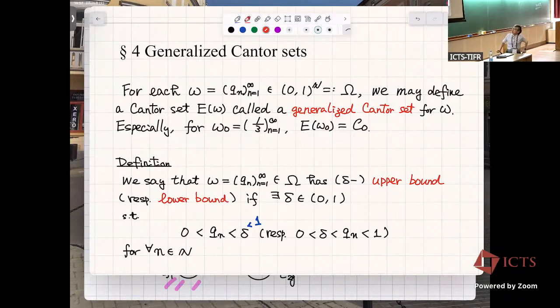Okay, so now I will explain the general Cantor sets and moduli spaces. First of all, we take ω, which is a sequence in the open interval (0,1), an infinite product of open (0,1) intervals, denoted by q_n. From ω, we can define the Cantor set E_ω, which we call a general Cantor set. The construction is almost the same as the construction of the standard one. I'll explain.